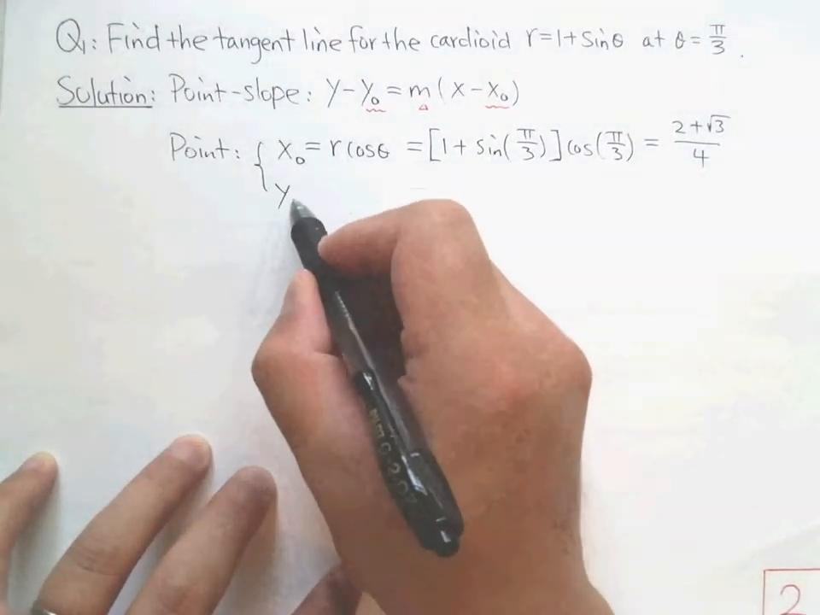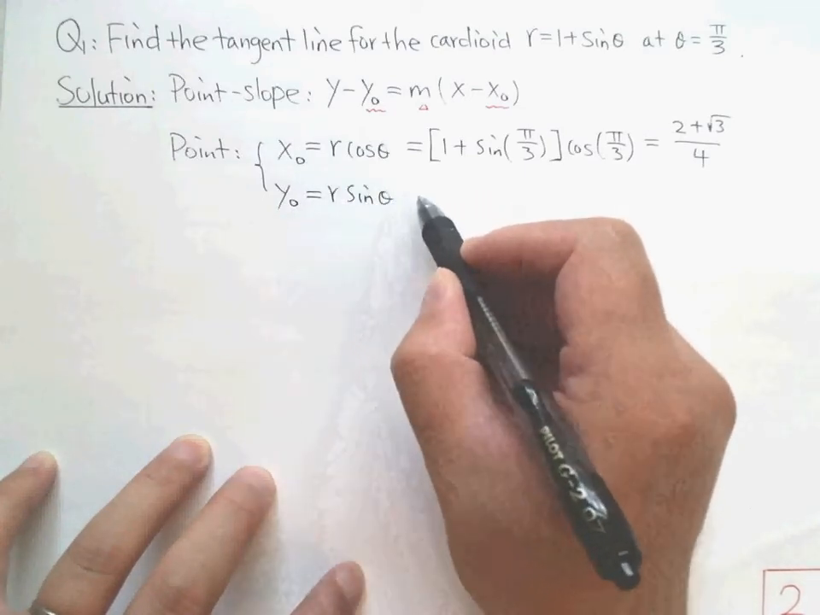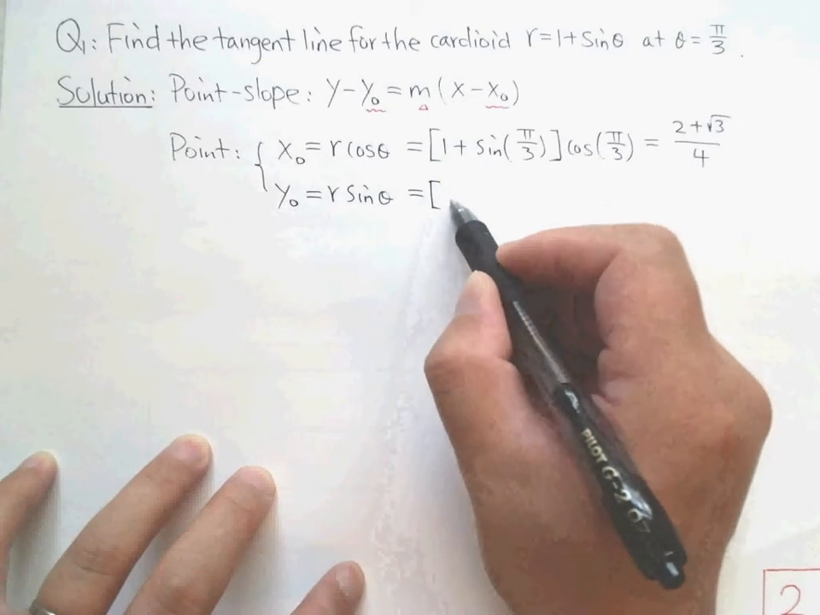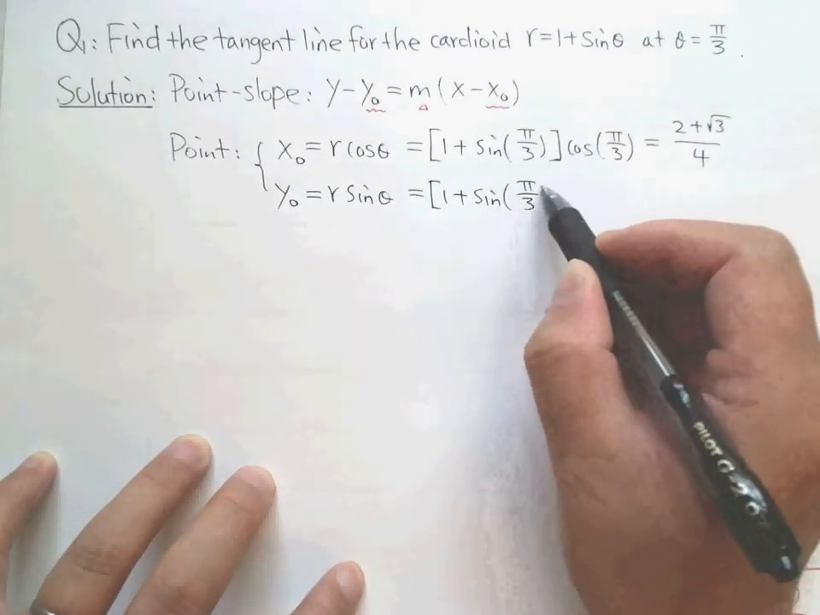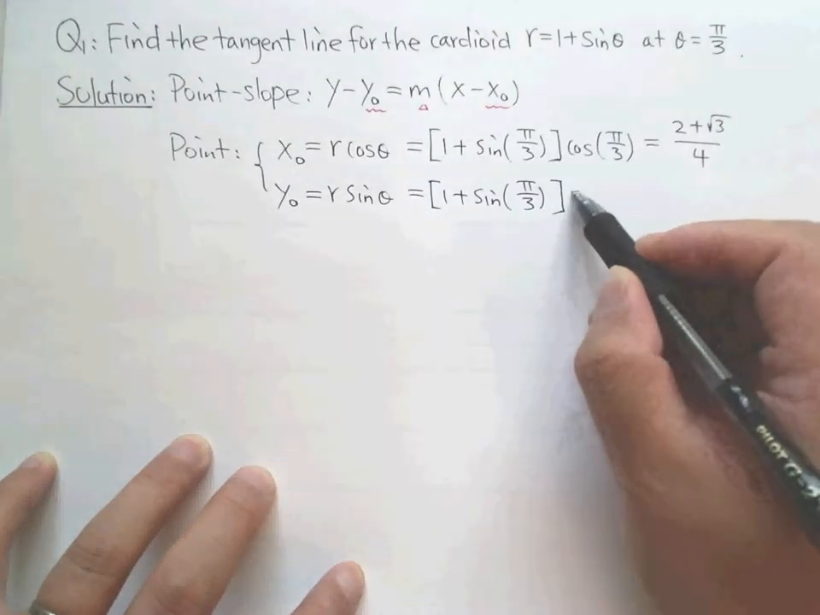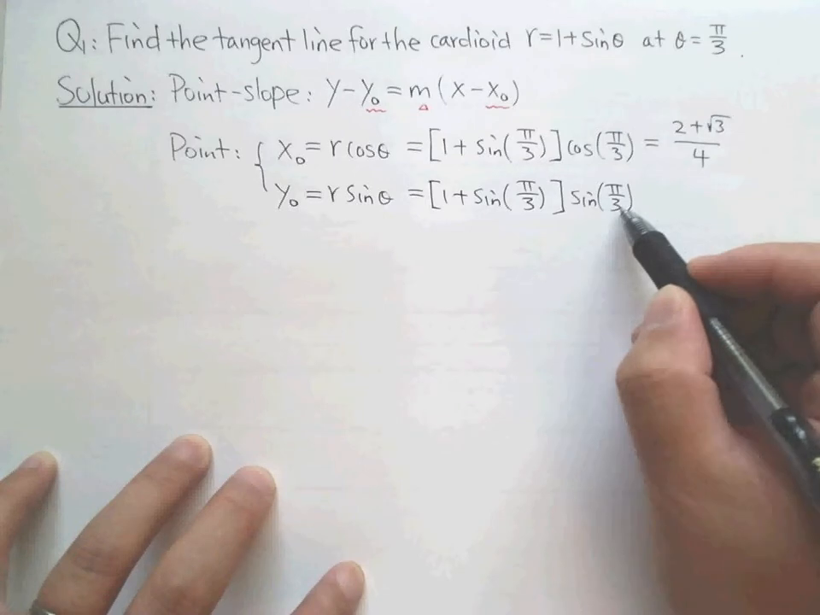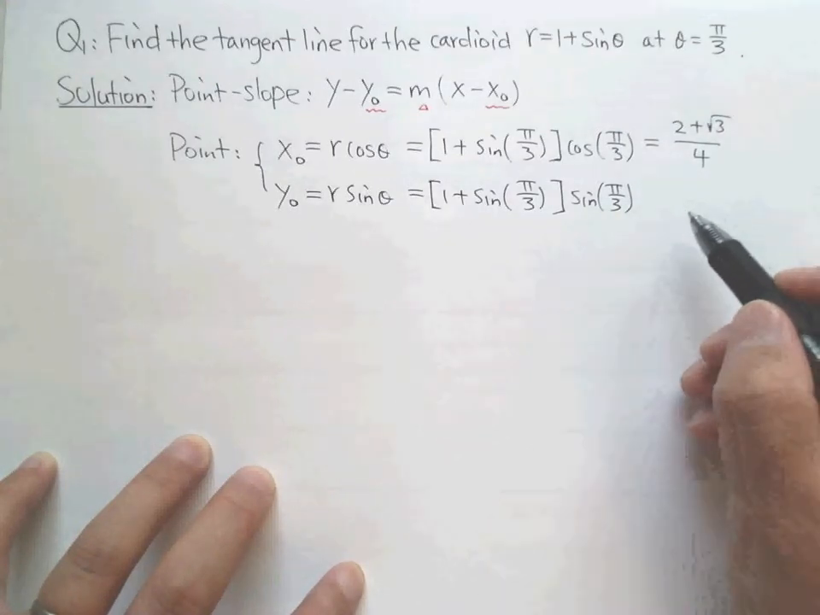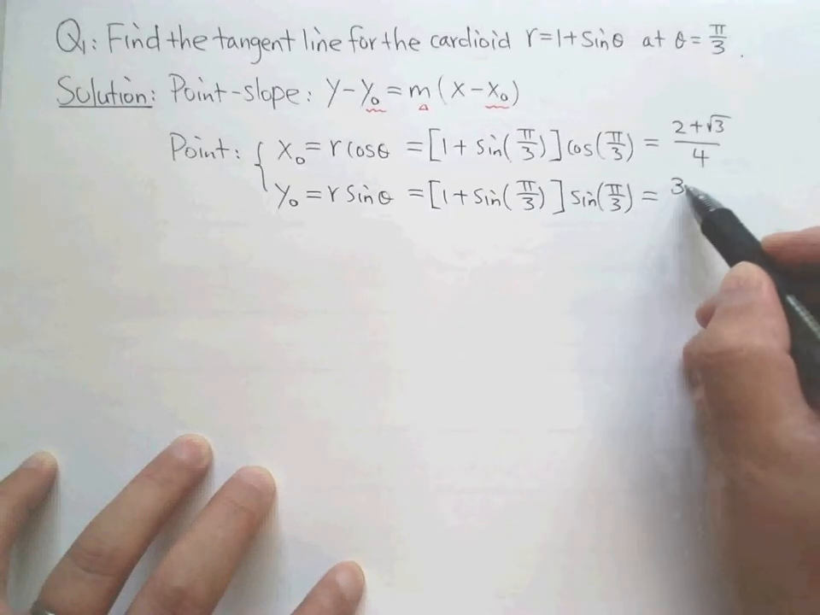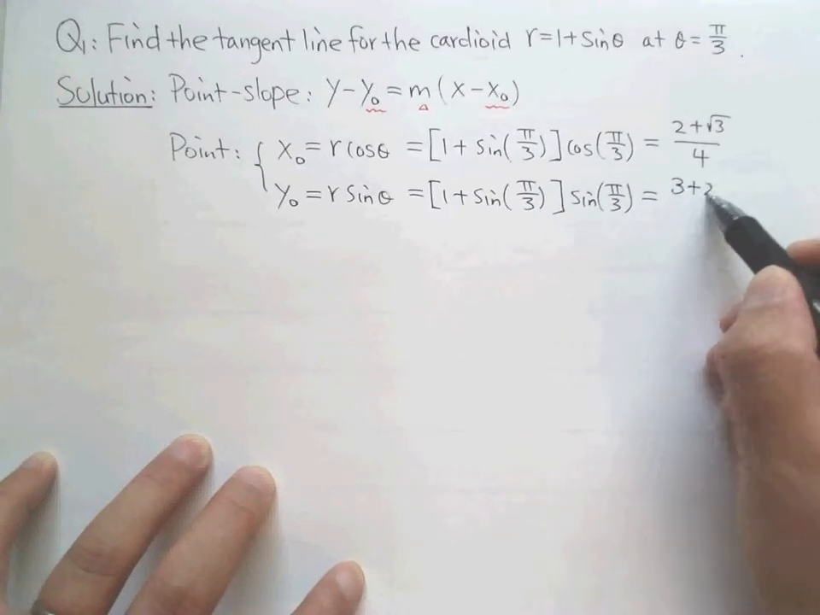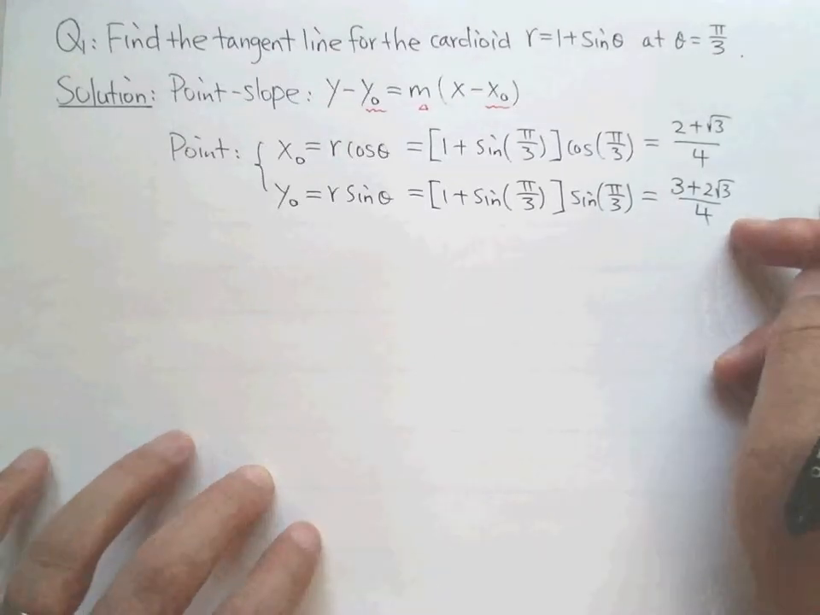So what is y0? y0 is r times sine theta. That's the formula. What do we need to do? r is 1, the same. I just copy. It's pi over 3. And then times sine at pi over 3. This is 60 degrees. Okay, do the calculation. What I get is 3 plus 2 square root of 3 over 4. Okay, it's not difficult to find this.